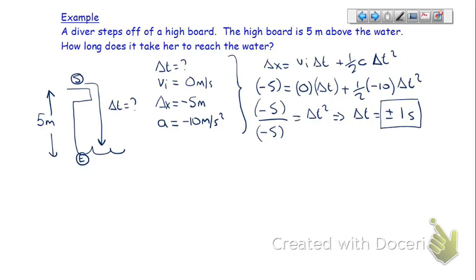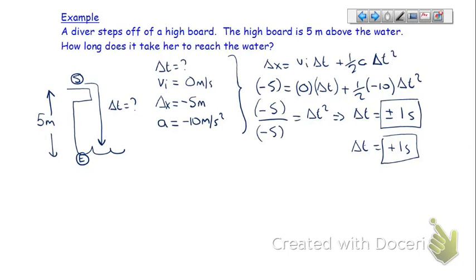Now, if my clock starts at the top, then I know it's going to be plus 1 second. So the physically correct answer would be plus 1 second, I suppose. I'd take either one in this case. What does that negative mean?